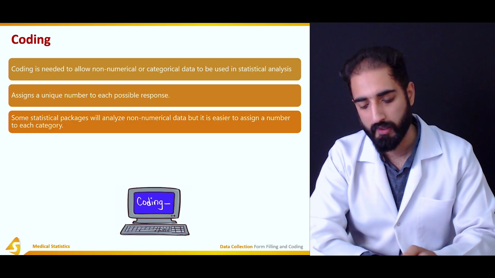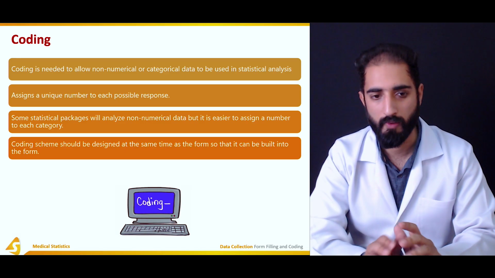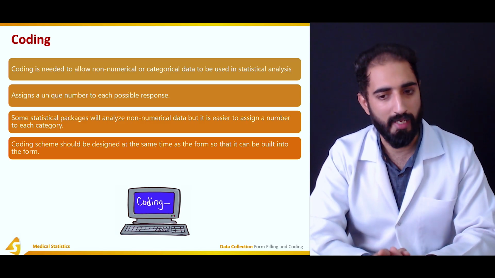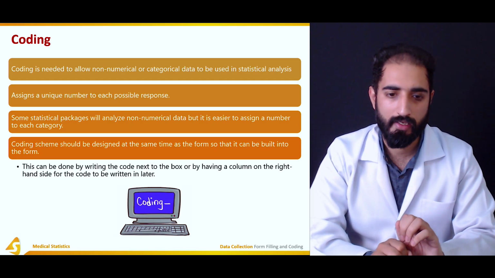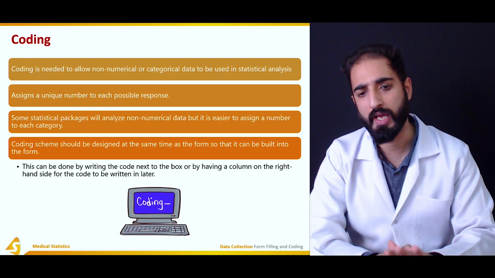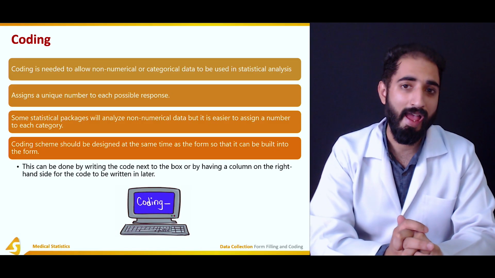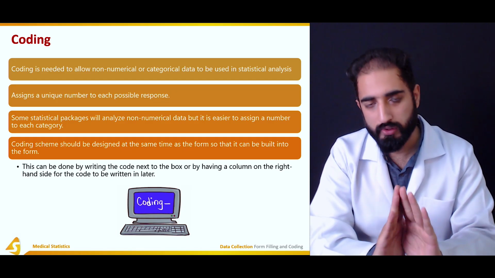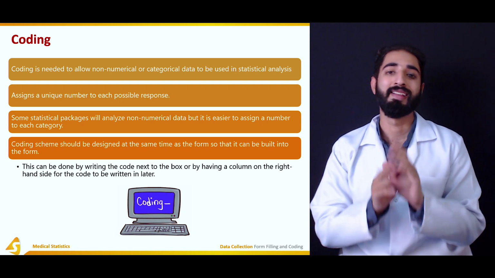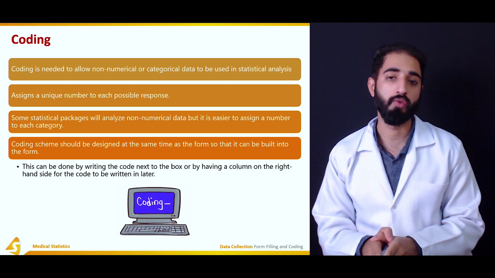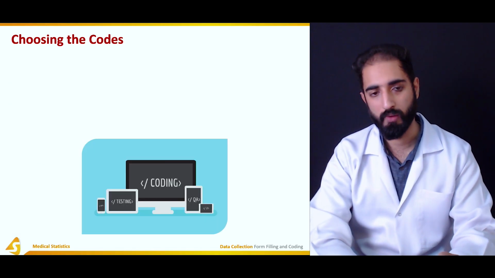Some statistical packages can analyze non-numeric data, but it is easier to assign a number to each category. So it's better that we do the coding at the level of designing the questionnaire. The coding scheme should be designed at the same time as the form, so that it can be built into the form if required. This can be done by writing the code next to the box, or by having a column on the right hand side for the code to be written later. And the individuals involved in data entry should be educated regarding the codes for all the variables, and should always keep a backup of that code key as well.